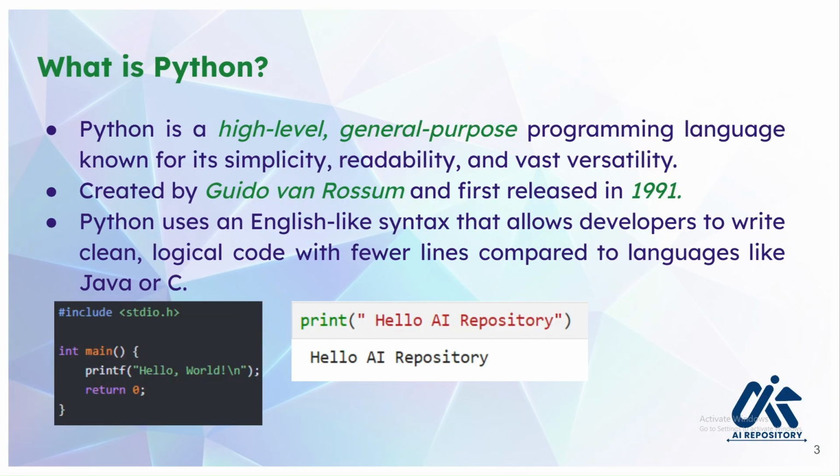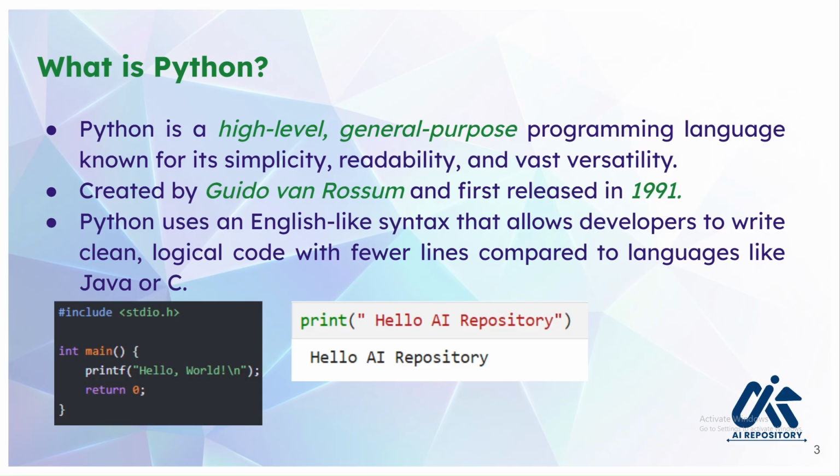language. Python is a high-level general-purpose programming language known for its simplicity, readability, and vast versatility. What is high-level programming language? Programming languages can be divided into 3 or 4 categories. There are certain places where it refers to 3, and nowadays we have 4 categories.